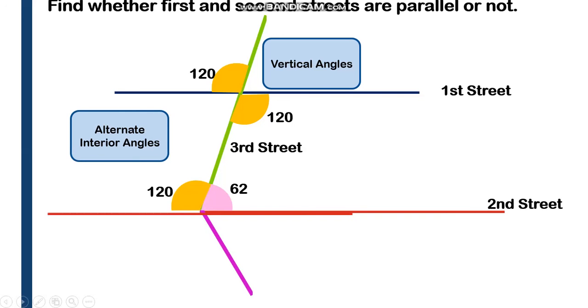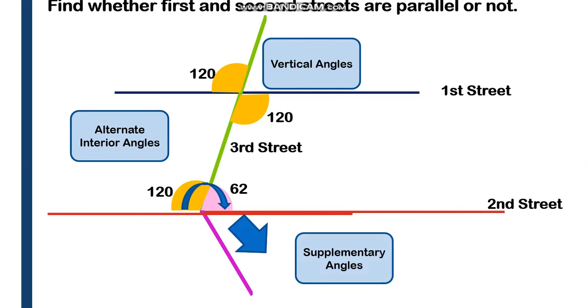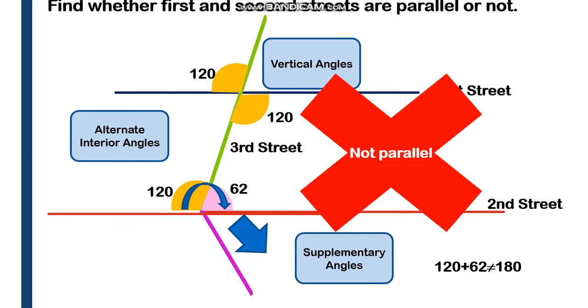Yes, I also see. These angles, we know that they are supplementary angles, and when we add these supplementary angles, they should equal 180. But we see that when we add these angle pairs, they are not equal to 180. So these lines are not parallel.